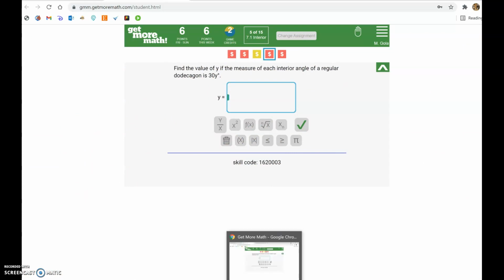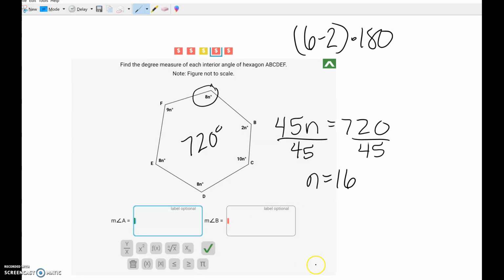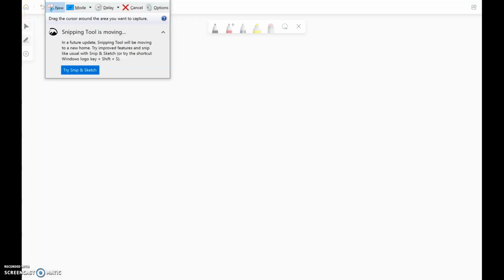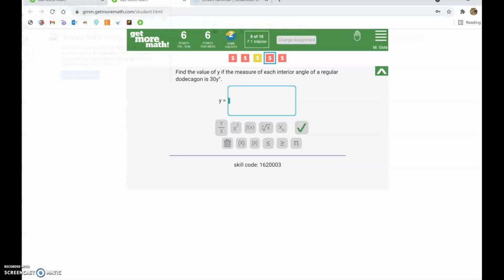Ooh, dodecagon. I think that's 12. What the heck? Cancel.